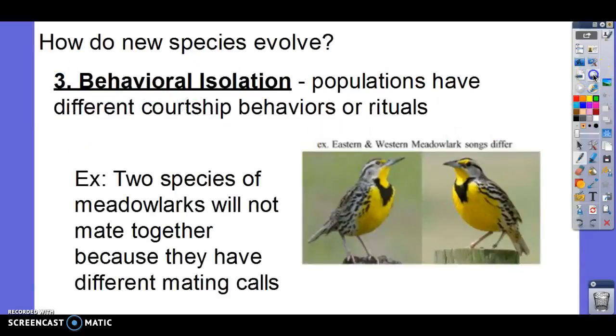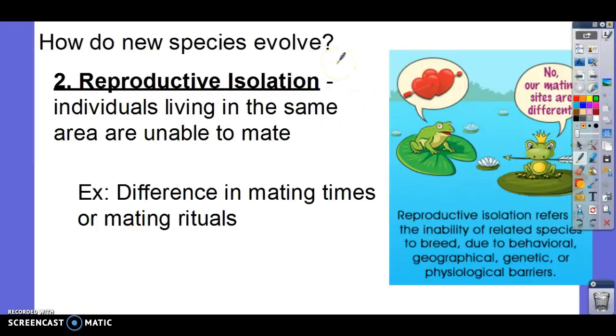All right, I'm going to skip ahead here. So the second way that new species evolve is called reproductive isolation. This is when individuals living in the same area are unable to mate. Why might they be unable to mate? Maybe they mate at different times. Maybe they have different mating dances or mating calls. So reproductive isolation is when they're living in the same area but they're unable to mate.